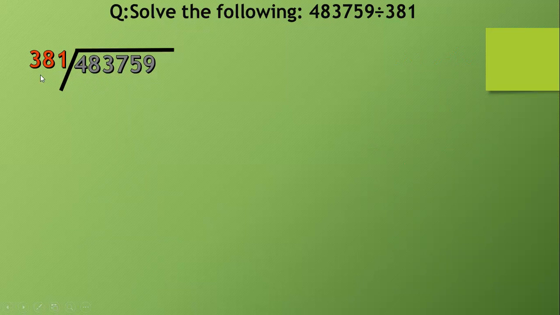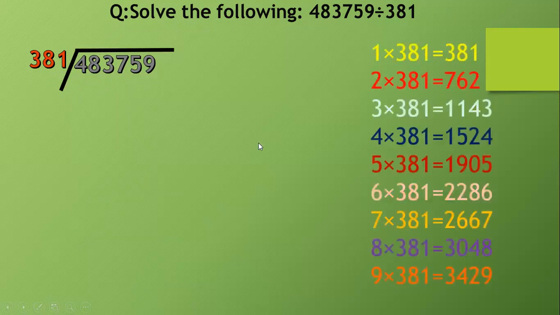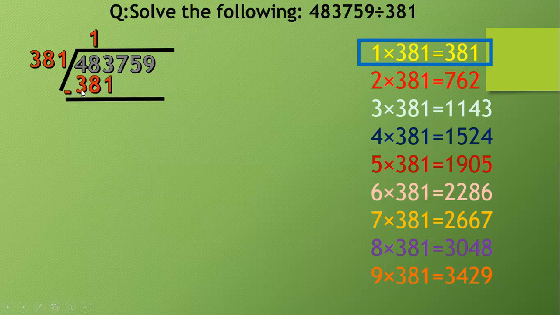483 is greater than 381. So, find the product of 381 which is equal or smaller and nearest to 483. So, when we multiply 1 by 381, we get 381 which is nearest to 483. So, place 1 in quotient and write 381 here. Now students, subtract 381 from 483. Our answer will be 102.